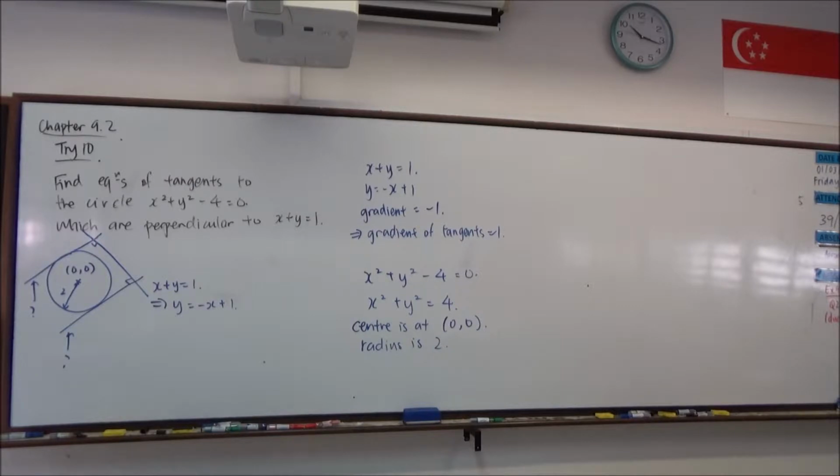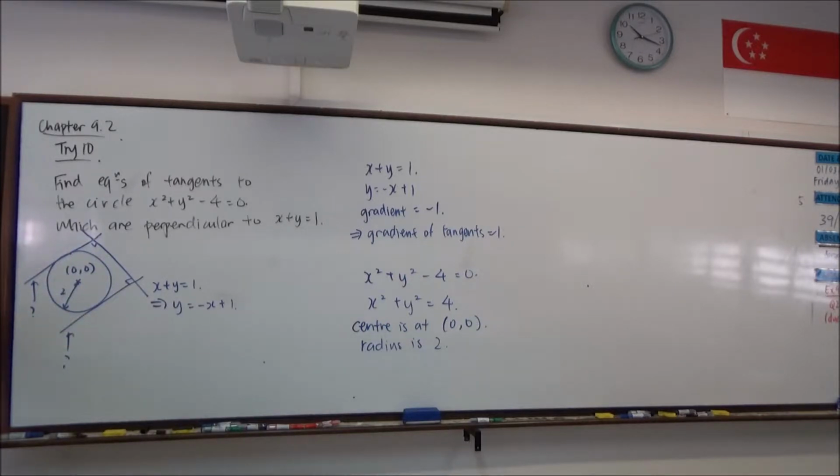Equate what line to the center? x plus y equals 1, equate it to the circle? But they are not necessarily intersecting. So why not find the perpendicular line that passes through 0, 0, perpendicular to both the tangents?